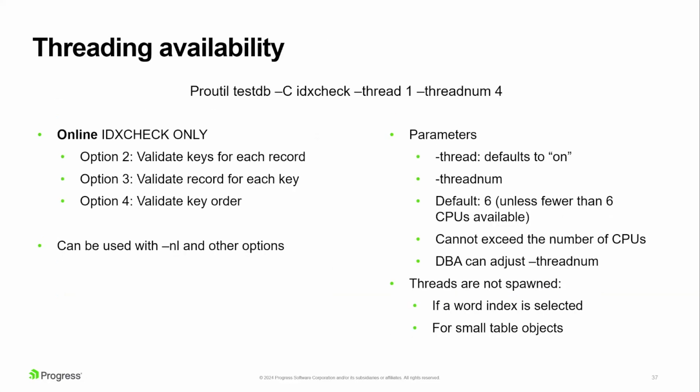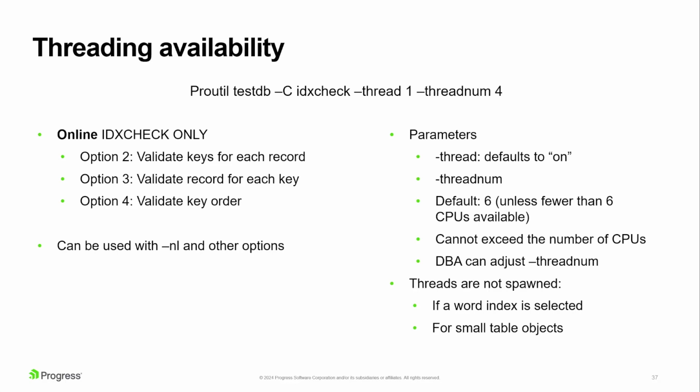Here's a summary of the command line. We've added the -thread and the -thread num. So -thread basically turns threading on for index check. As a matter of fact, we've defaulted it to on. And the thread num lets you specify how many threads you want to use.